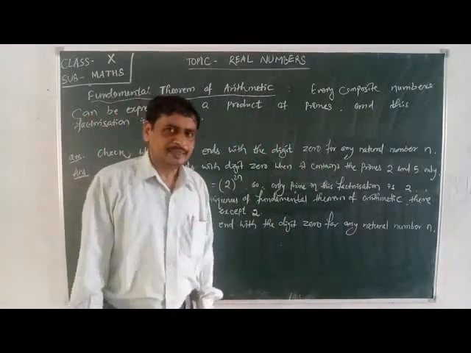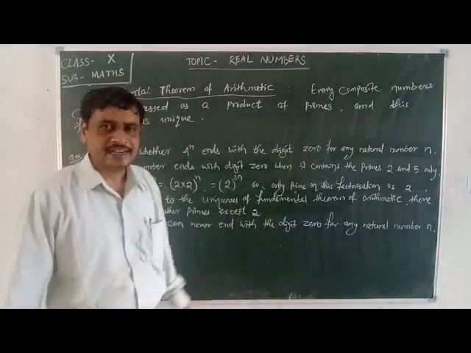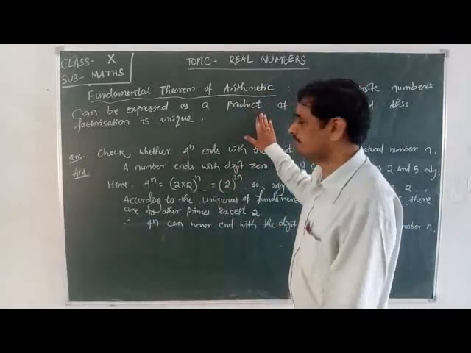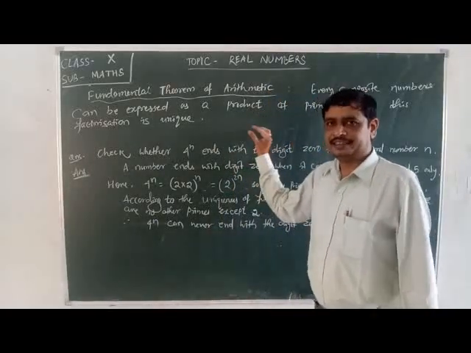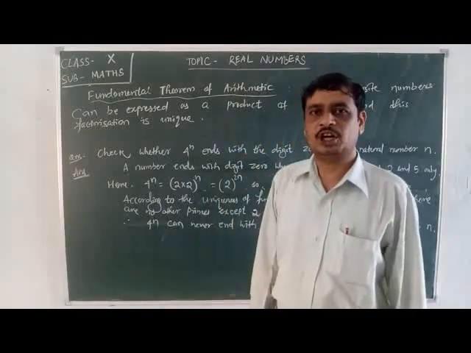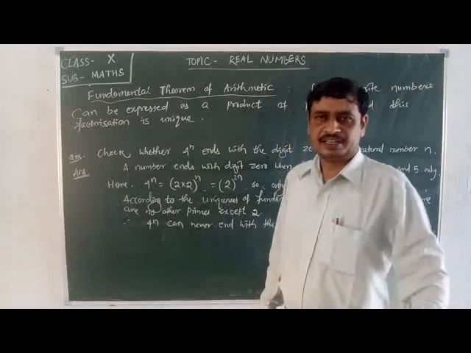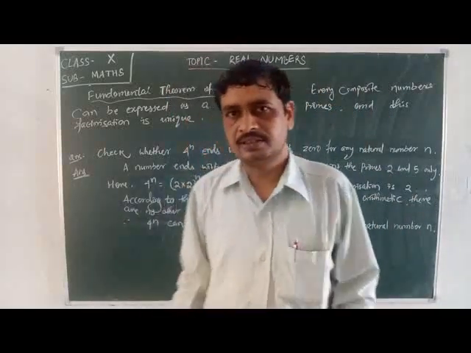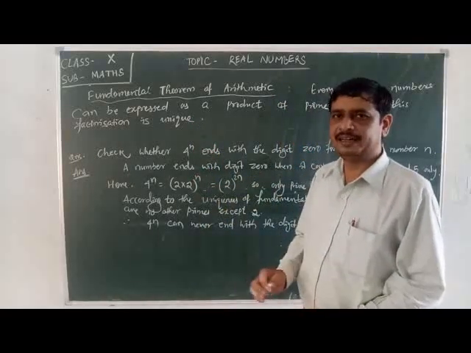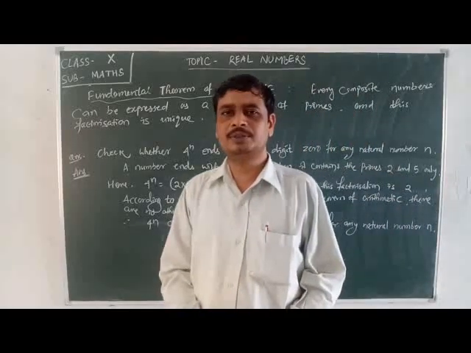The fundamental theorem of arithmetic says that every composite number can be expressed as the product of prime numbers, and this factorization is unique apart from the order of the prime numbers. It is unique, which means the factorization of any number contains the same type of primes.